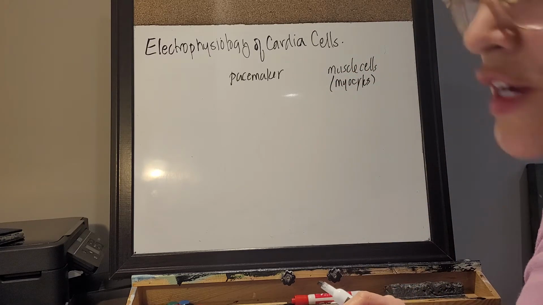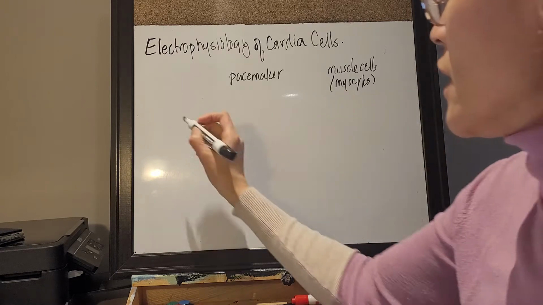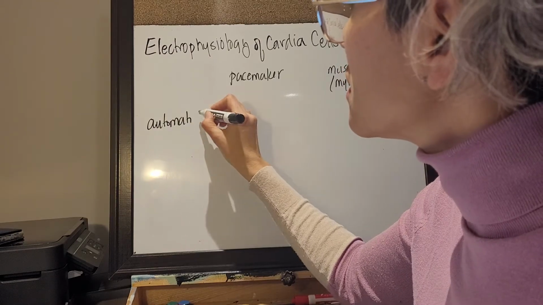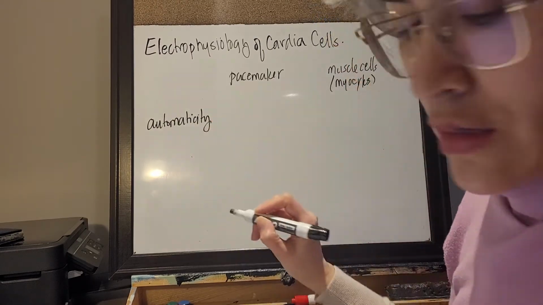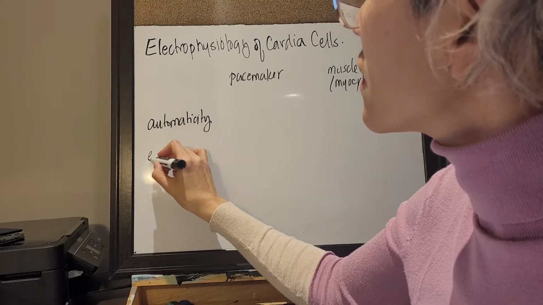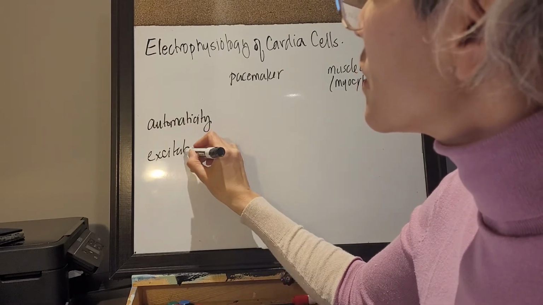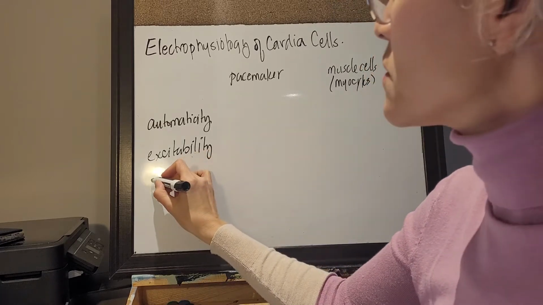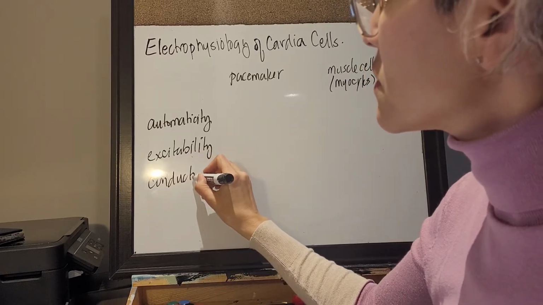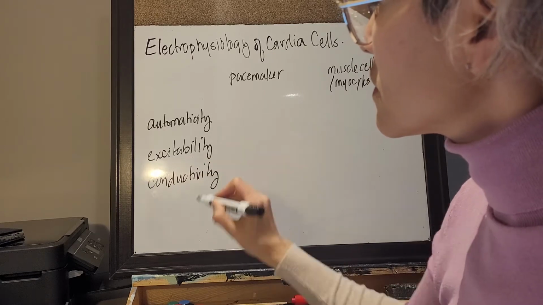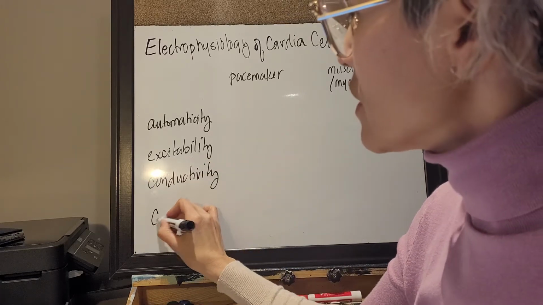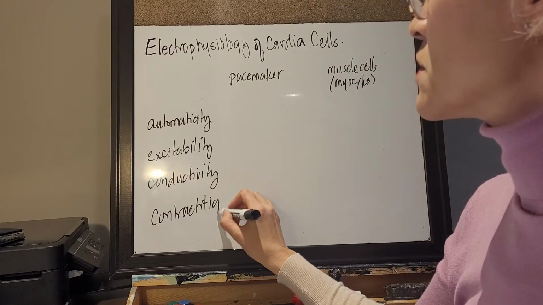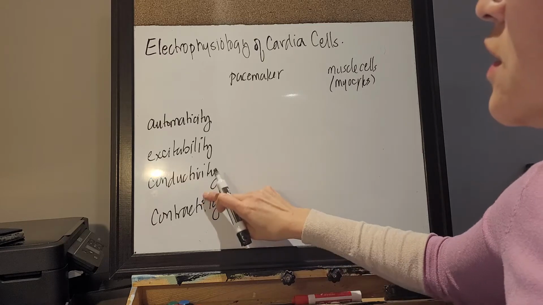And there are four characteristics of cardiac cells, and they are automaticity, excitability, conductivity, and contractility.